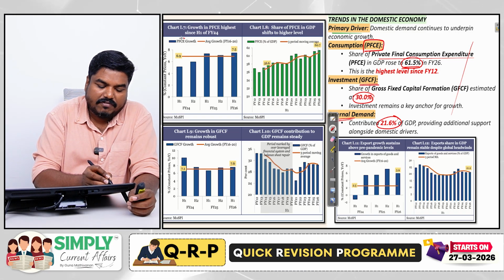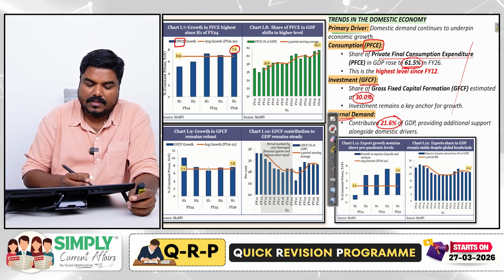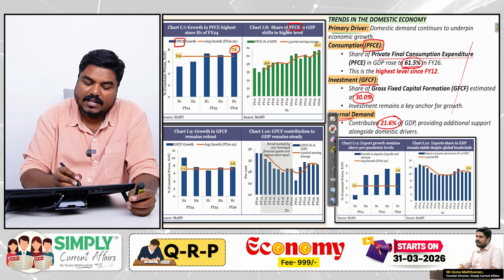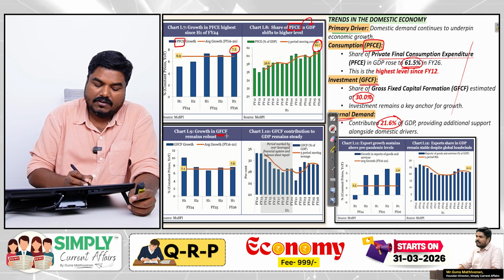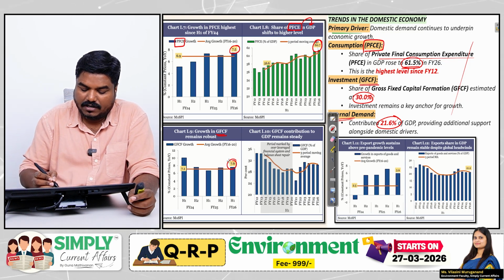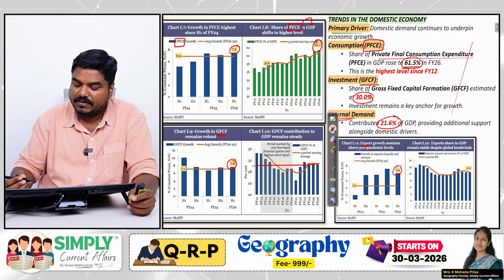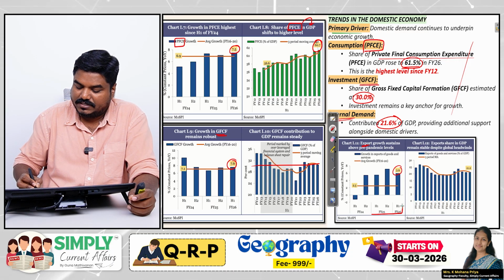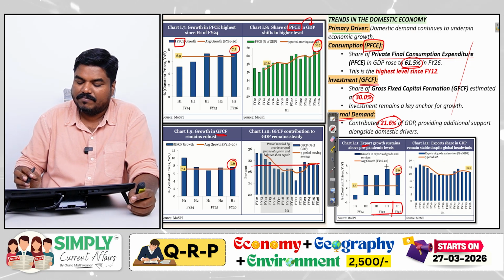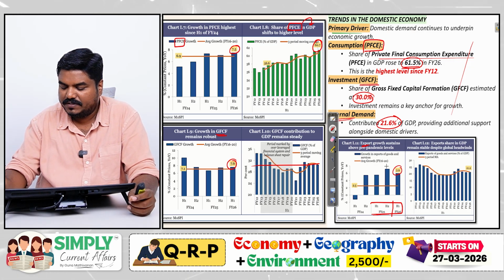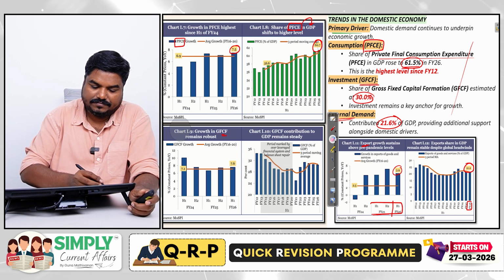So the private final consumption expenditure is growing at 7.5%. If you look at its contribution to the GDP, that is almost 60.7%. Gross fixed capital formation growth is almost 7.6%. Its contribution is almost 30%. Export growth is almost 5%. If you take the first half of 2026 and the entire 2025, we are able to see an average 4 to 5% export growth. The exports contribution in GDP is almost 21.2%.